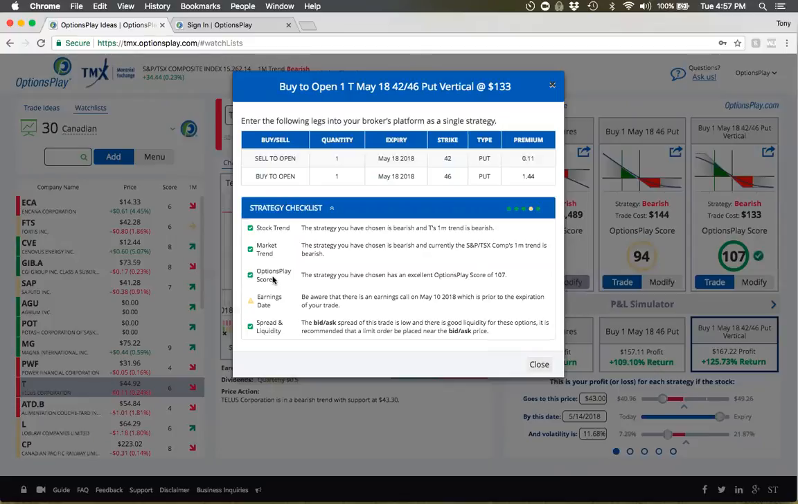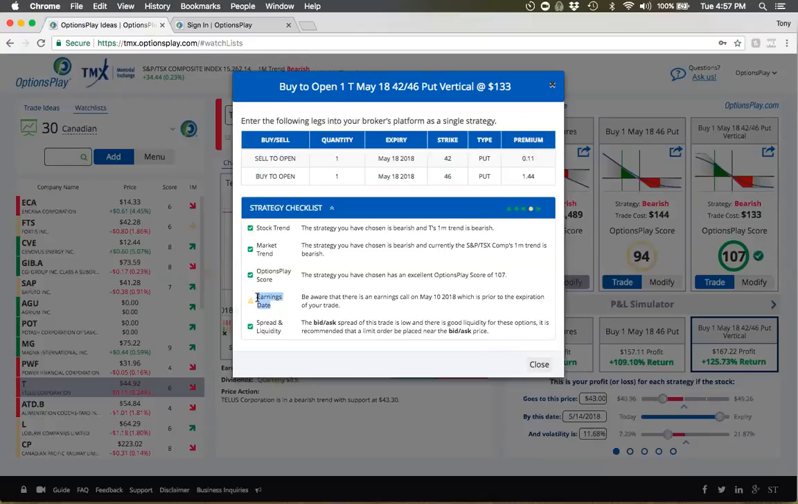The options play score is the risk reward metric that I was showing you guys before. Just gives you an idea as far as whether you're trading an option with relatively good risk reward or poor risk reward. We check for earnings date. This is important so that you understand whether there's earnings between expiration or there's earnings before expiration.